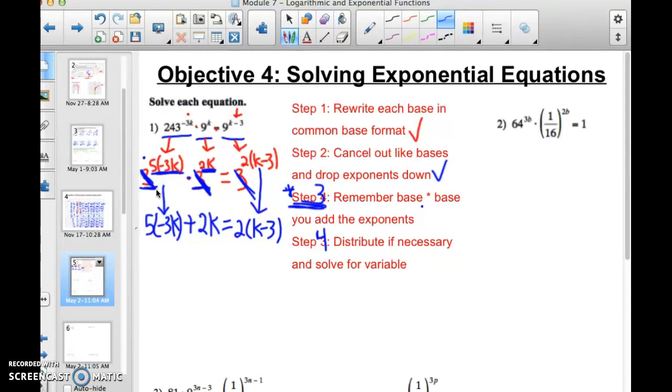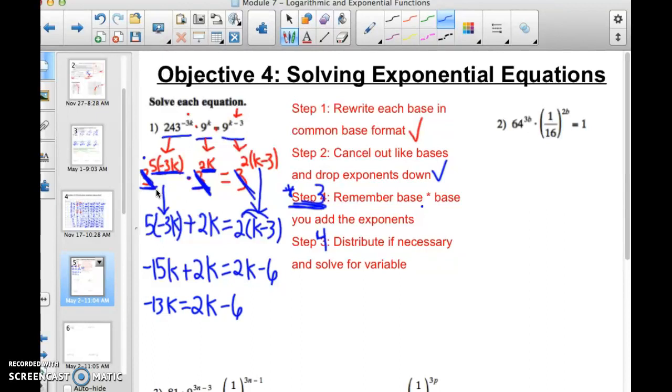Now, step 4 is just distribute if necessary, multiply pieces together if necessary, and solve for the variable. And so in that case, it's going to be 5 times negative 3k, which is negative 15k, plus 2k equals, I'm going to distribute this 2 into that parenthesis. So 2 times k is 2k, and then 2 times negative 3 is negative 6. Now I just solve for k. I can combine like terms on the left-hand side. So I get negative 13k equals 2k minus 6.